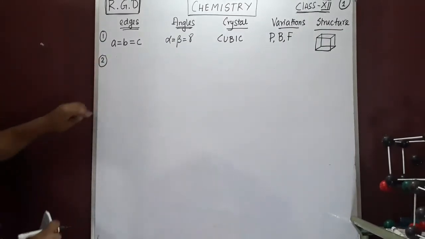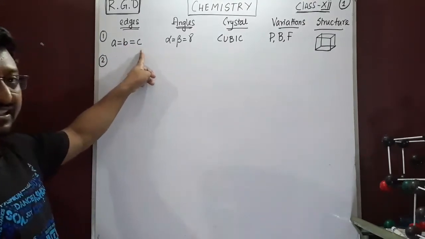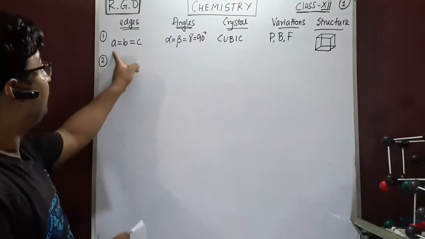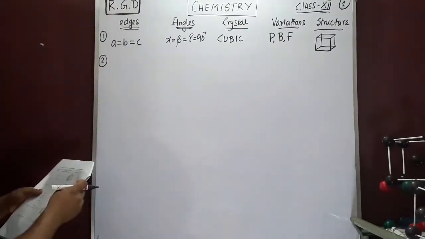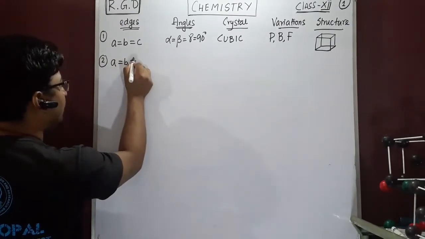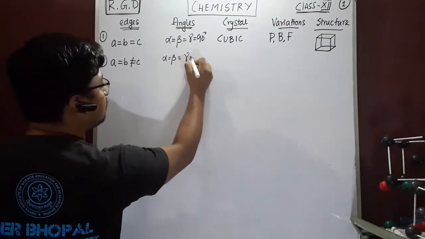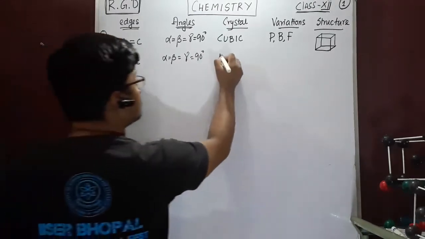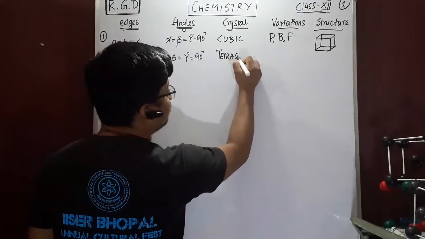Number two. Now see how I can arrange this. Either I can vary these three, or I can vary those three; either way is possible. So let's vary this one first. So a is equal to b, not equal to c, but alpha is equal to beta is equal to gamma is equal to 90 degrees. This is what is called tetragonal.